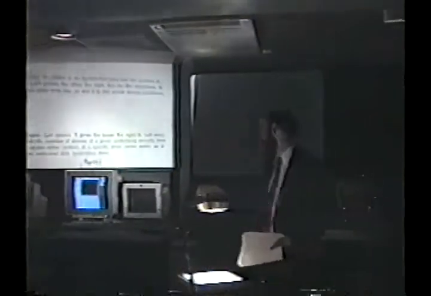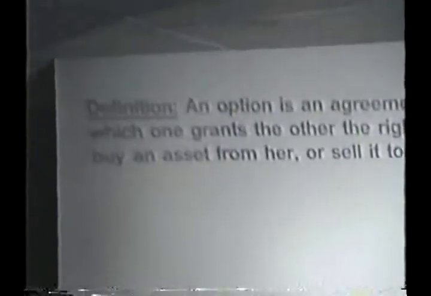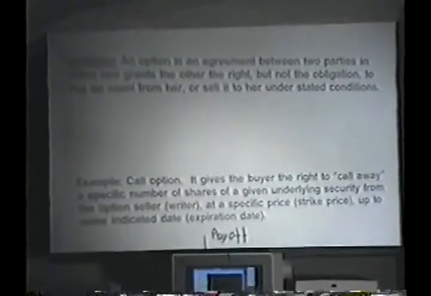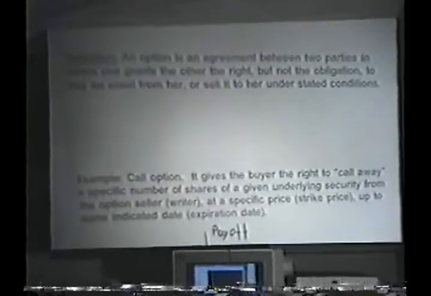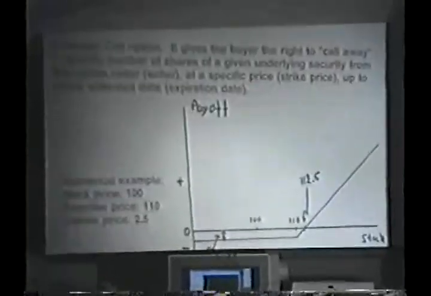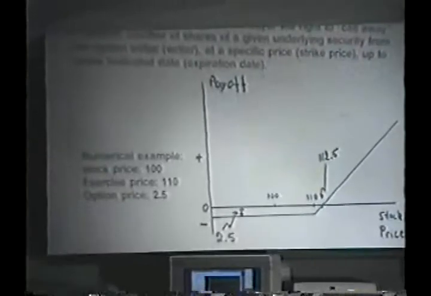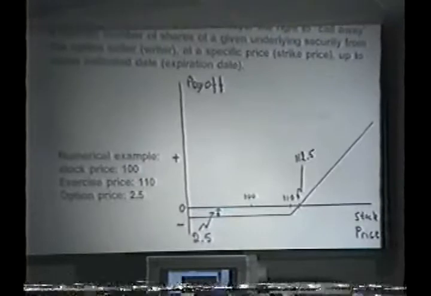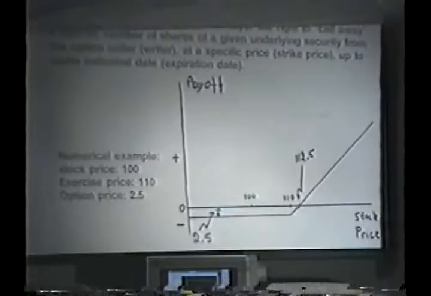So first, I suppose that people here are fairly familiar with that, but just a brief definition of what is an option. It's just an agreement basically between two parties in which one grants the other the right, but not the obligation, to buy an asset from her or to sell it to her under stated conditions. And the stated conditions are given basically in a standard option by the time to maturity. So you may have an option that expires on a certain date, and the exercise price.